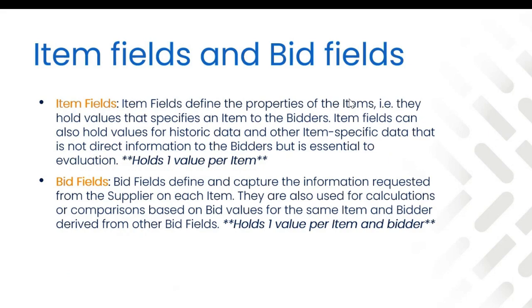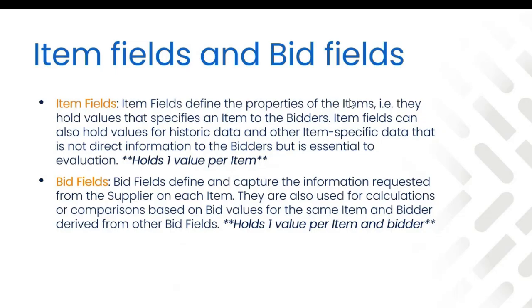Okay. So it is pretty important to see the level at which the fields work. What do I mean with this? Item fields hold one value per item. The item fields are independent of the supplier. And as I explained before, this is where all the characteristics of an item are stored.